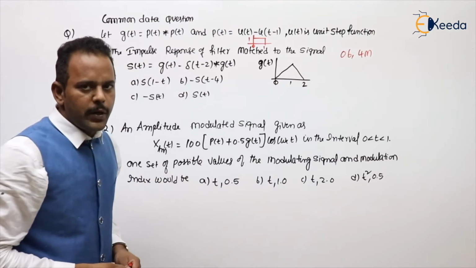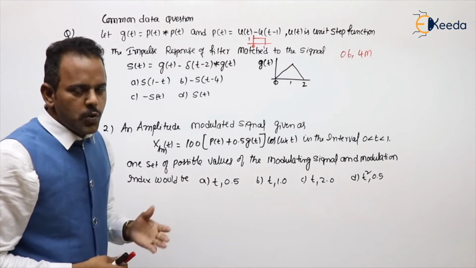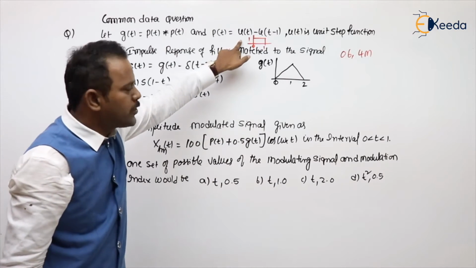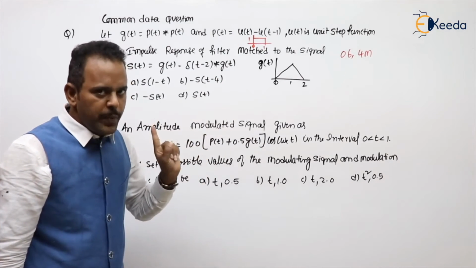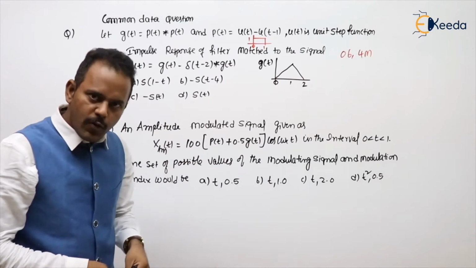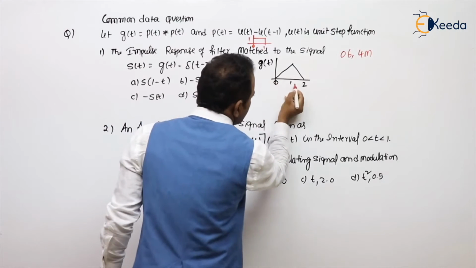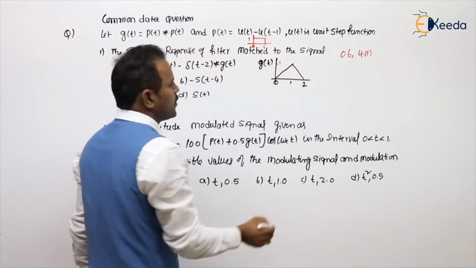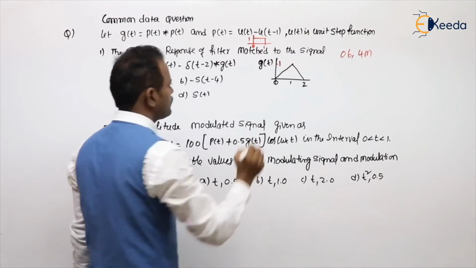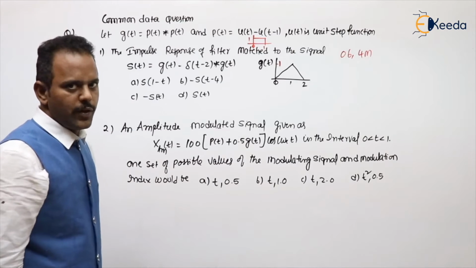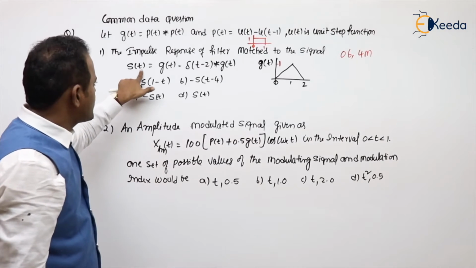How to calculate amplitude? Get the slope. The two same p(t)'s, amplitude 1, 1 into 1, 1. Slope is 1. Slope is 1 means in 1 unit of time, it is increasing. So in 1 unit of time, it can rise up to 1.